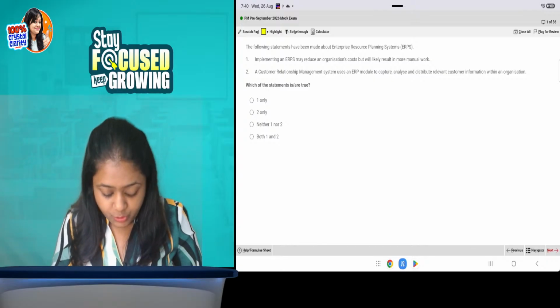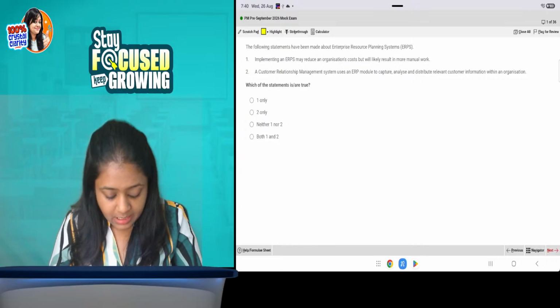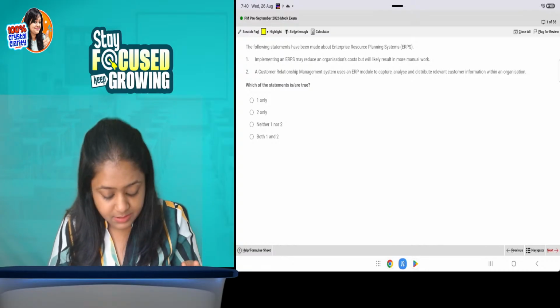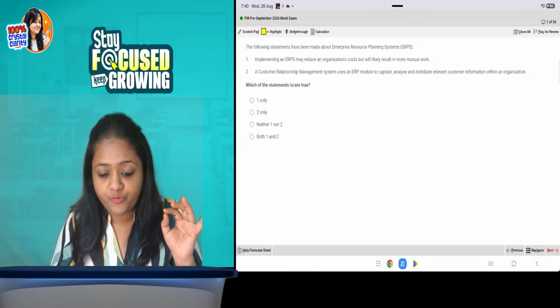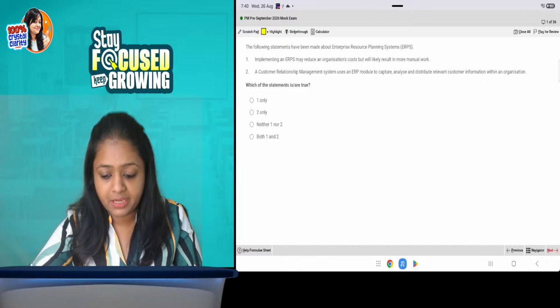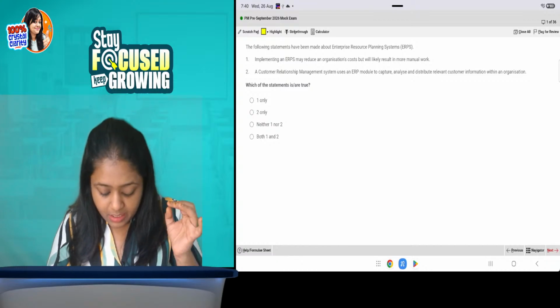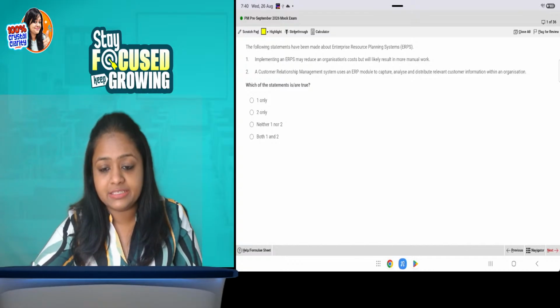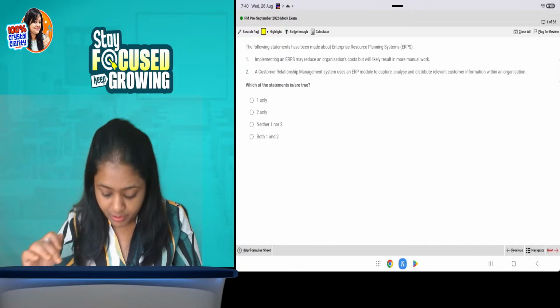Now, the first question. The following statements have been made about ERP systems. Okay, now first point: implementing an ERP system may reduce an organization's cost but will likely result in more manual work.